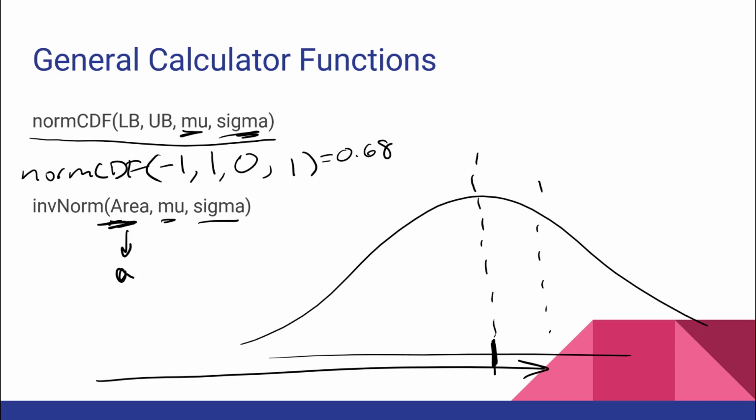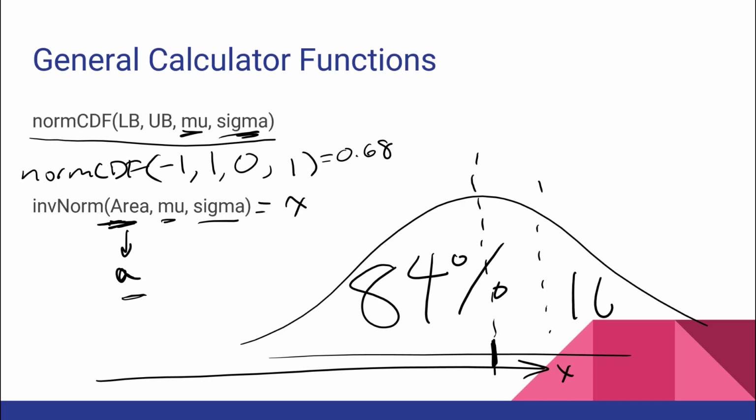Let's call the area that you put in A, and let's call the number it gives you back X. So what this does is basically it gives you back a number X for which A% of the normal model is underneath it. So if we put in 0.84, 84% of the graph, then it would give you back some number X for which this side of the graph is 84%, and 16% is up here. And that is basically the inverse norm function. These will come in really handy once we go into probability.